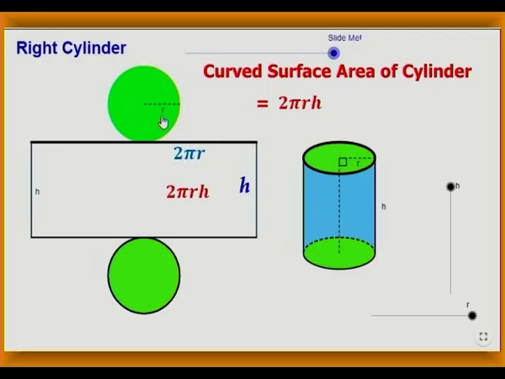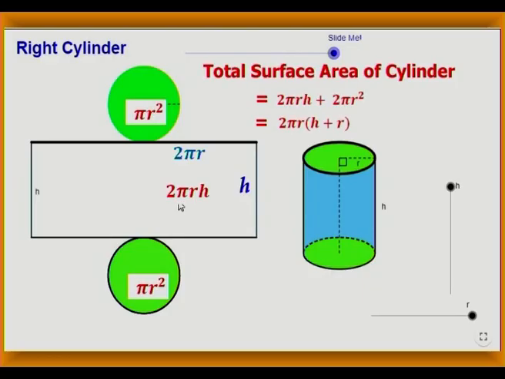Further, how do we find the total surface area? The areas of the two circles are to be added. We know that the area of each circle is pi r square. There are two such circles, so 2 pi r square. So, 2 pi r h plus 2 pi r square, take 2 pi r common, then we get 2 pi r into h plus r, which is the formula for the total surface area of a cylinder. Till now we learnt how to determine the curved surface area and total surface area of a cylinder. I hope all of you understood this.